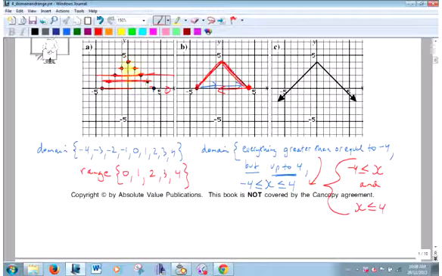Let's go back to A. What if I had like 60 points? Do you really want to write out 60 points? How could I write this in the same form? For the domain here, could I go everything less than or equal to that point and greater than or equal to that point, but x isn't everything, it's just what are these? Integers.